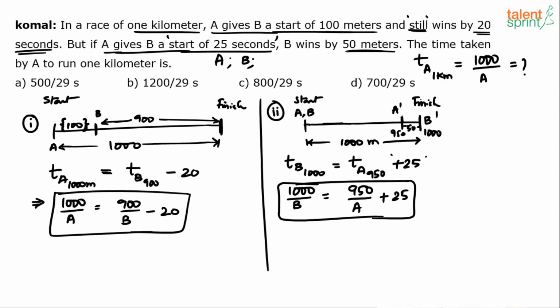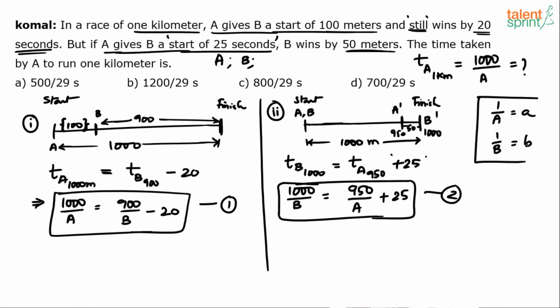Yes or no? So one way to deal with such equations, equation number 1 and equation number 2, is that if you remember in boats and streams we had a problem where speeds were in the denominators. So what did we do? We can assume that 1 by A is equal to a and 1 by B is equal to b. Now equations will become easy if you solve it like this. This is an assumption. Assume 1 by A is equal to a and 1 by B equals to b.